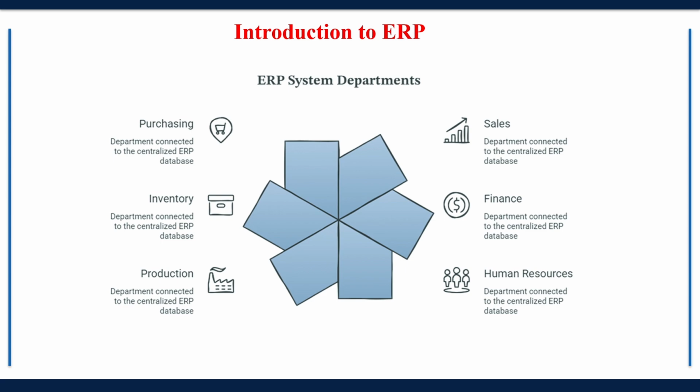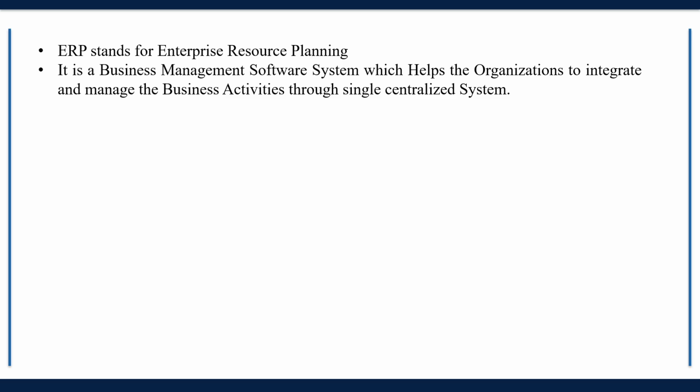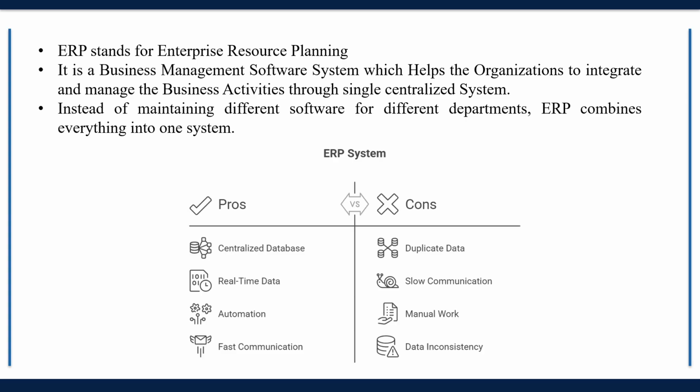So, we may have a doubt: what is meant by ERP? ERP stands for Enterprise Resource Planning. It is a business management software system which helps organizations integrate different departments and business activities through a single centralized data system. Here there are many pros and cons, so go through this. Now we may have a doubt about what is meant by a centralized database.